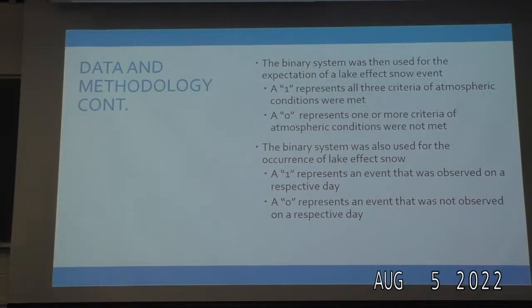The binary system was also used for the expectation of lake effect snow events. One represented that all three criteria of the atmospheric conditions were met, and a zero represented that one or more criteria of these conditions were not met. And then I also used the binary system for the occurrence of lake effect snow. One represented that an event was observed on that respective day based on the Storm Events database, and a zero represented that an event was not observed on that day.